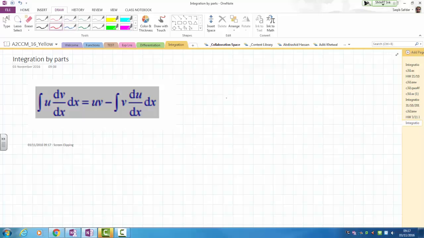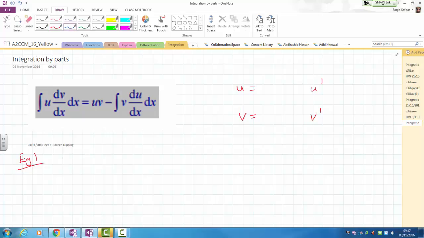I would always recommend you write down u, write down u prime, write down v, and write down v prime. Make yourself a little 2x2 table, okay? Because it does get tricky. You put some limits in there, and it does get a bit messy, and it's very easy to make a little mistake. Let's look at an example.